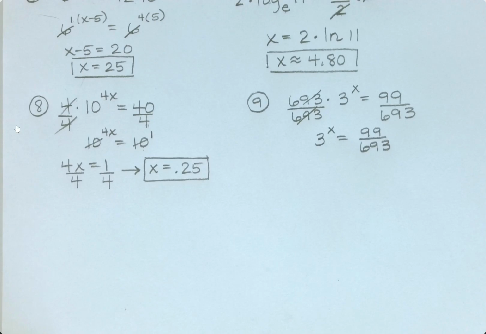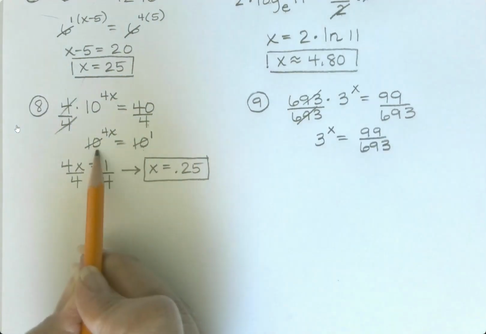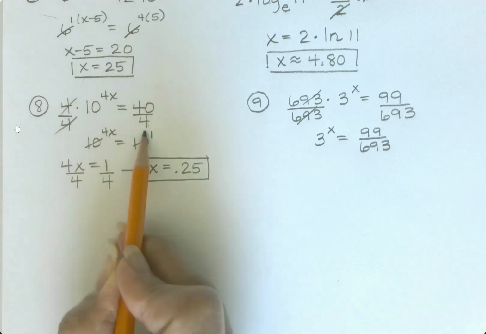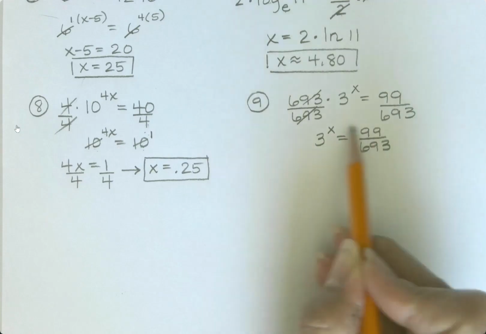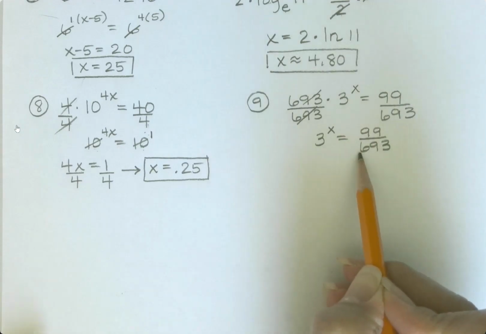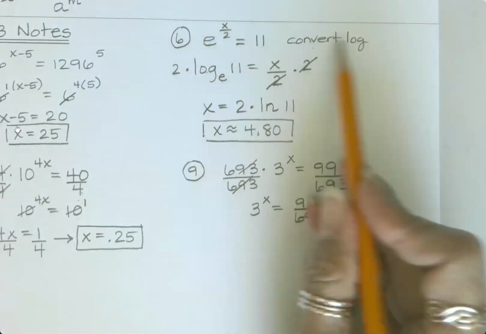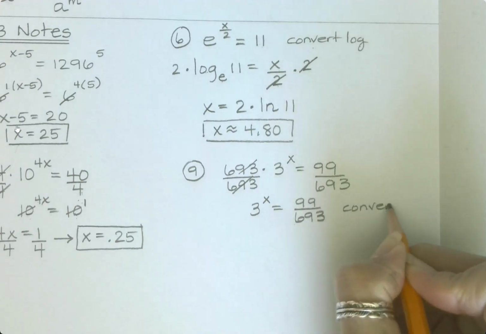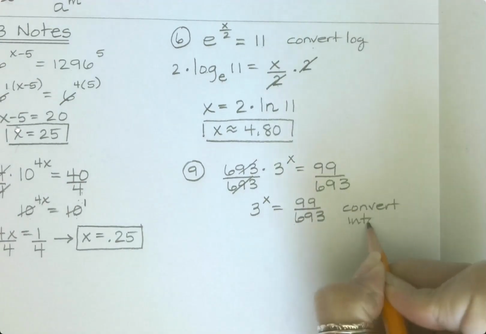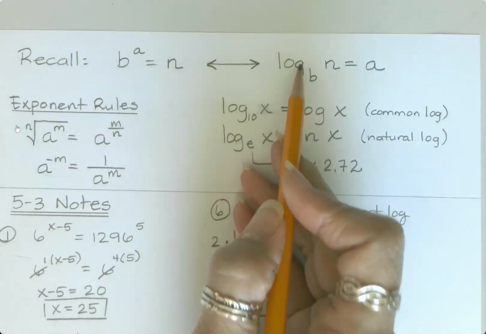So here, yes, we hit a brick wall. We don't have common bases to be able to do the one-to-one property and set exponents equal to each other to solve. So when you are in a bind with an exponential equation and you can't find common bases, remember what I said up here, you must convert it into a log equation.